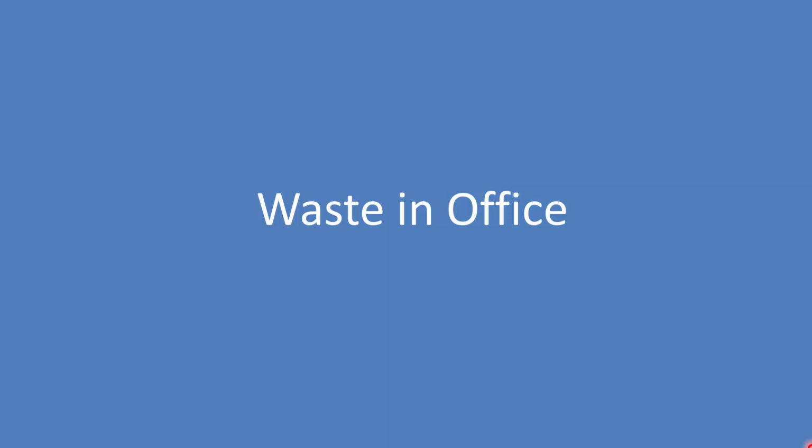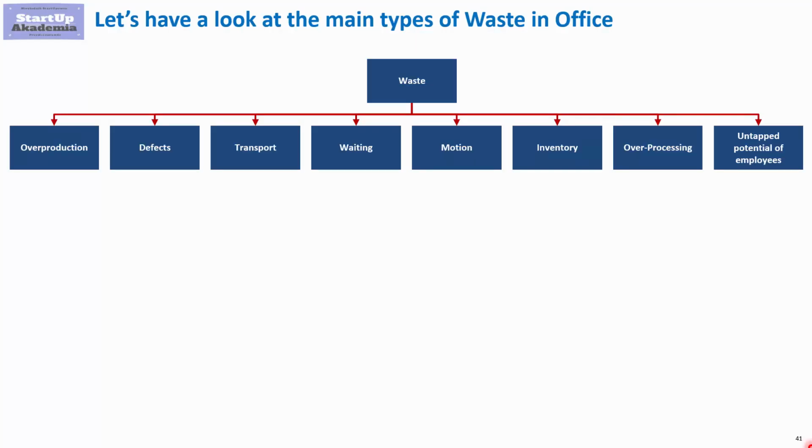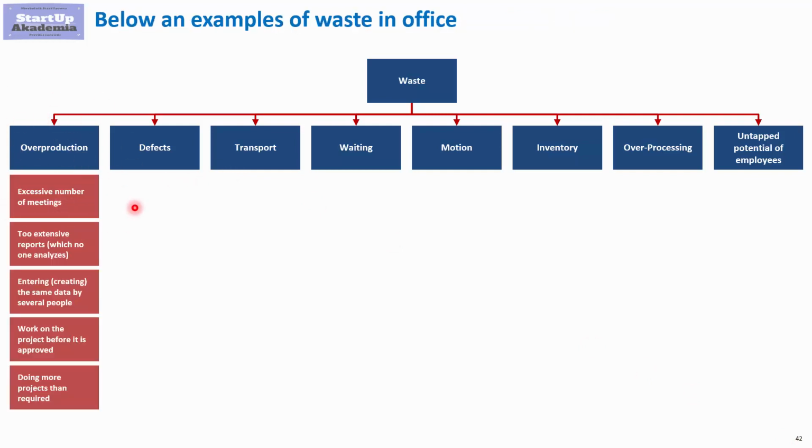Let's have a look at some examples of waste in the office. So as we have said, we have 8 types of waste, and now we'll try to name a few examples for each and every one of them when it comes to the office. So when it comes to overproduction, we have the following examples.